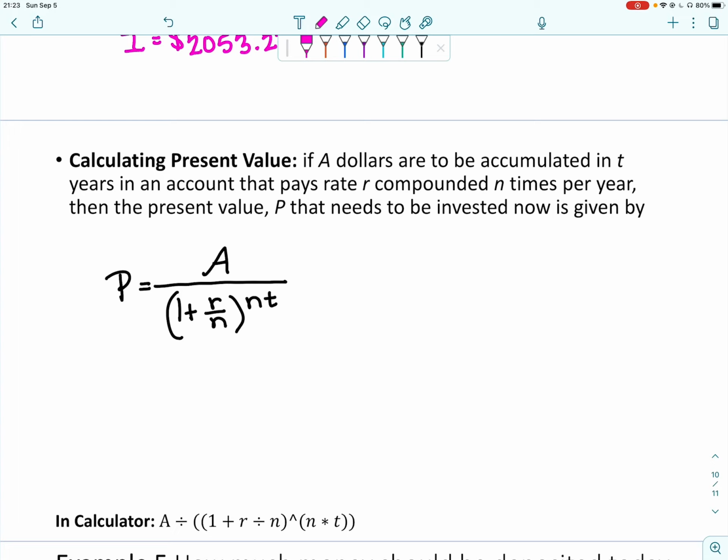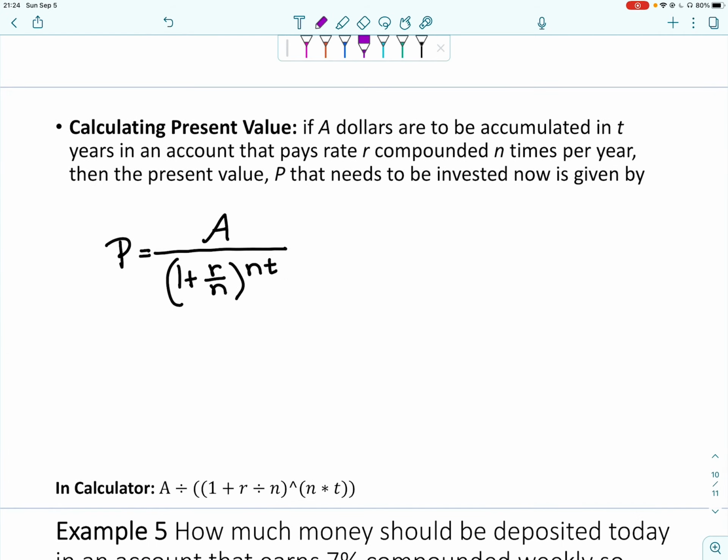So if A dollars need to be accumulated in T years in an account that pays R compounded N times per year, then the present value P that needs to be invested now is given by P equals A divided by 1 plus R over N to the NT.